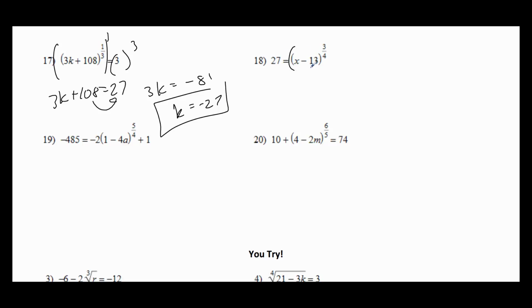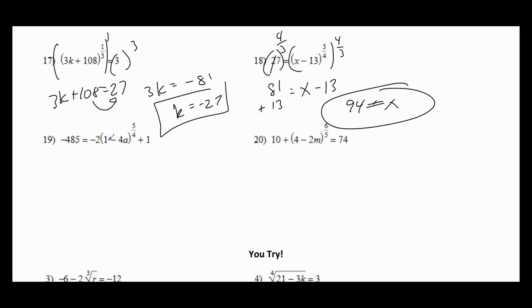This is already here, so let's raise it to the 4/3. 4/3, my denominator is not even, so I will not get 2 answers. I only get 1. x minus 13 equals 27 to the 4/3, which is 81. Add 13, so that's 94 equals x right there. That's it.